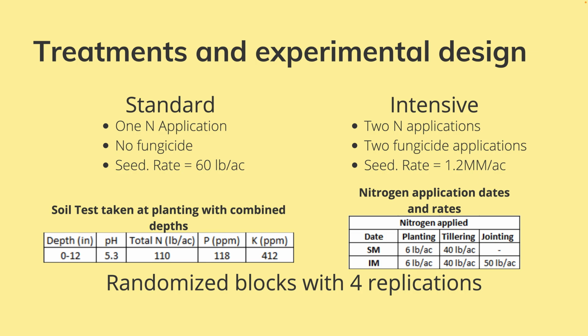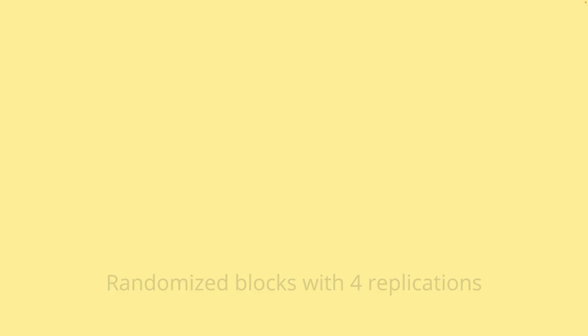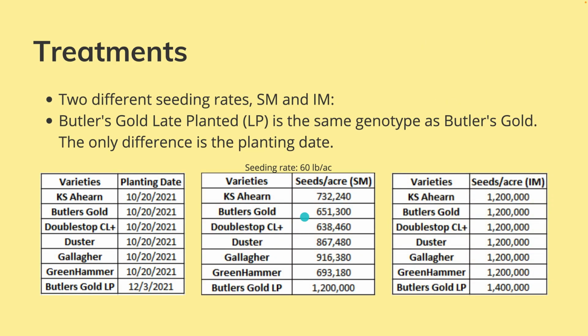But for jointing, only intensive management received a second nitrogen application of 50 pounds per acre. And these rates were applied based on our yield goal that we saw in the past slide. Well, then continue here for the treatments.